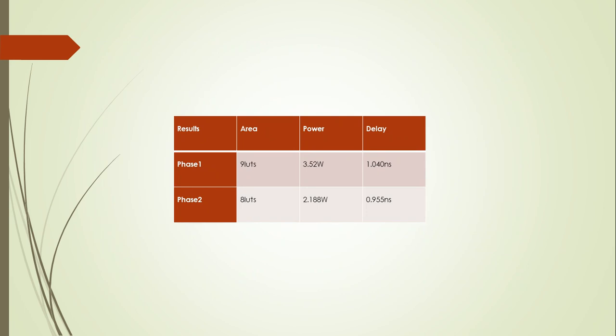In phase one of the project, when we used the bit swapping LFSR, the area consumption was 9 LUTs, the power consumption was 3.52 watts, and the delay was 1.040 nanoseconds. In phase two, when we combine both the LFSR and MISR, the area consumption was 8 LUTs, the power consumption was 2.188 watts, and the delay was 0.955 nanoseconds. Here we can see a significant decrease in the power and delay.